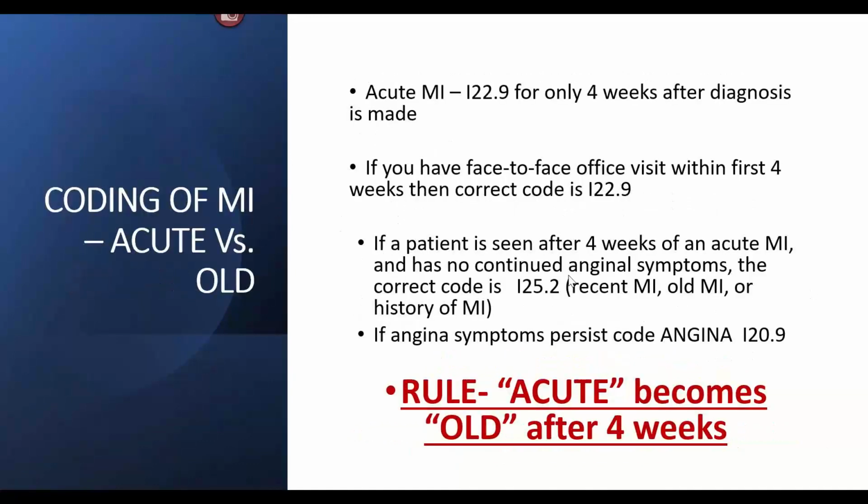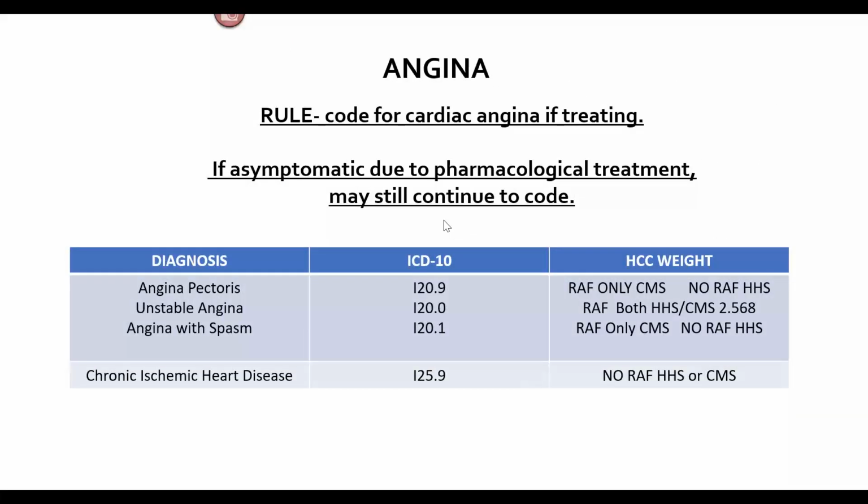Then it becomes inactive. Acute MI, you can only code it for the first 4 weeks. Otherwise, it becomes history of. So you have to make sure you change that diagnosis code after 4 weeks. So again, showing you these different things.